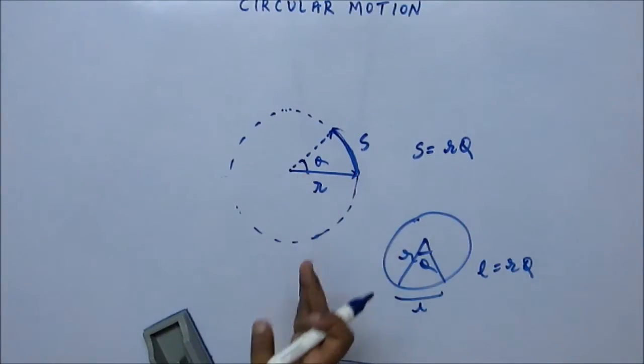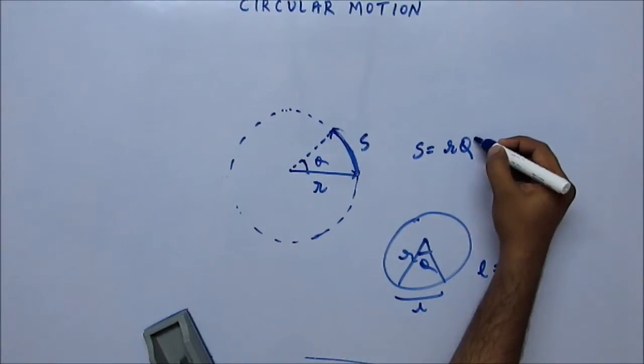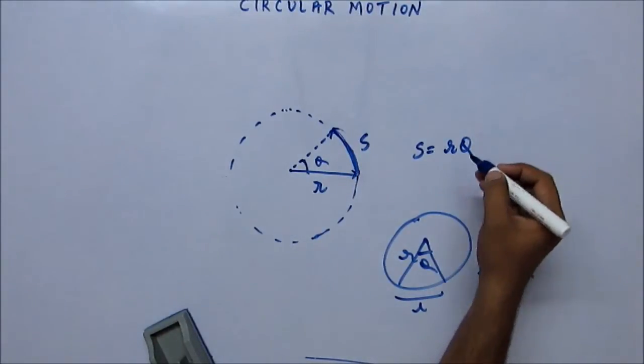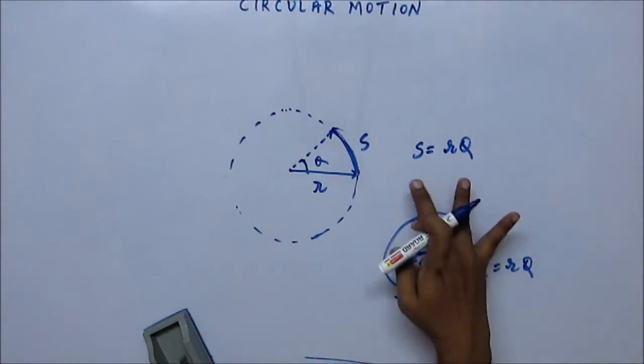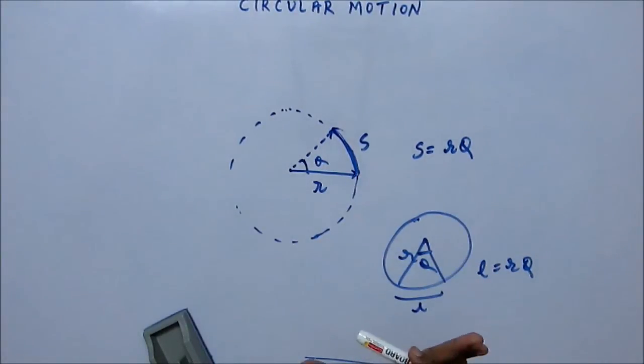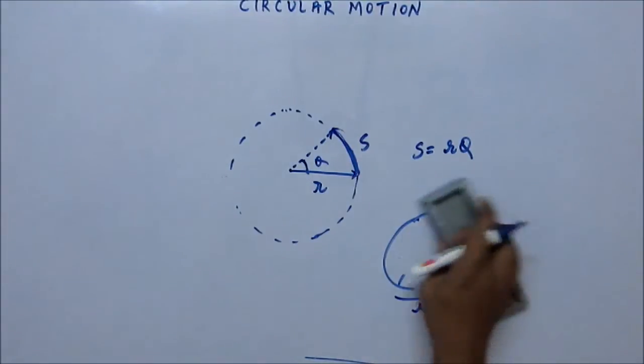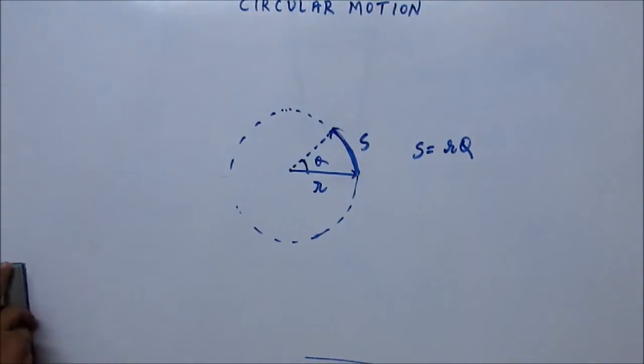Theta is the angle which it has covered. So the angle which it has covered would be dependent on the distance that it has covered on the circumference and vice versa. But this relation will always hold. It comes from geometry, which you already know.